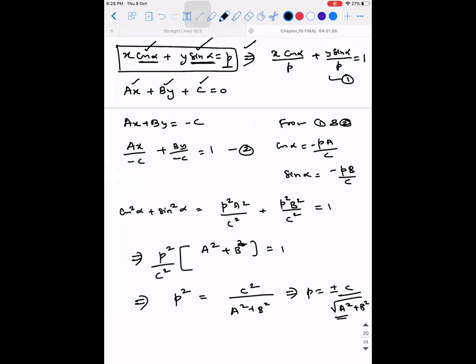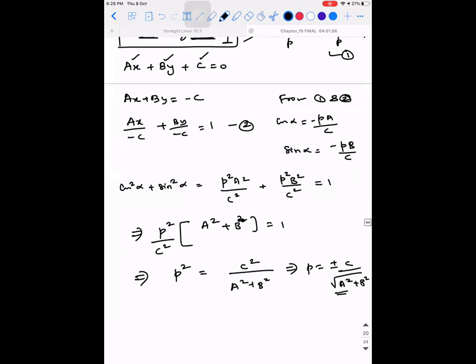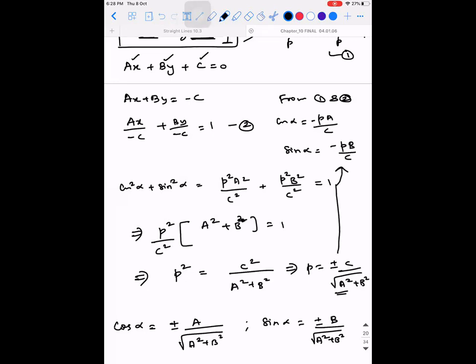Okay. If I take the value of p and substitute it in the place of cos alpha, then cos alpha will be equal to plus or minus a divided by root of a square plus b square. Similarly, sin alpha will be equal to plus or minus b divided by root of a square plus b square. Are you clear with this? Once you get these values, it will give you clarity of what you're supposed to do.